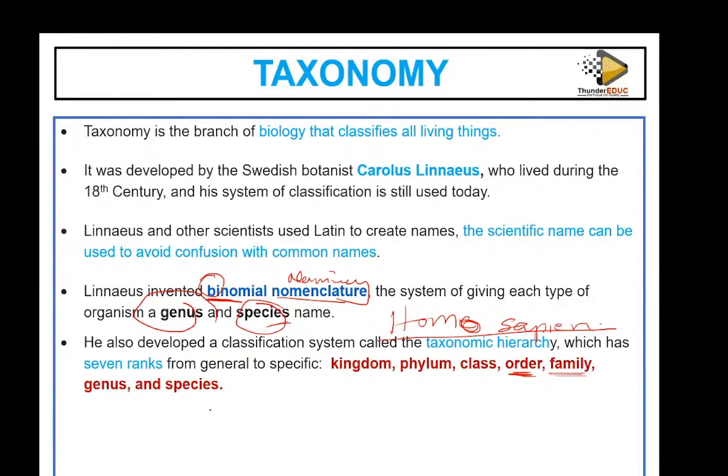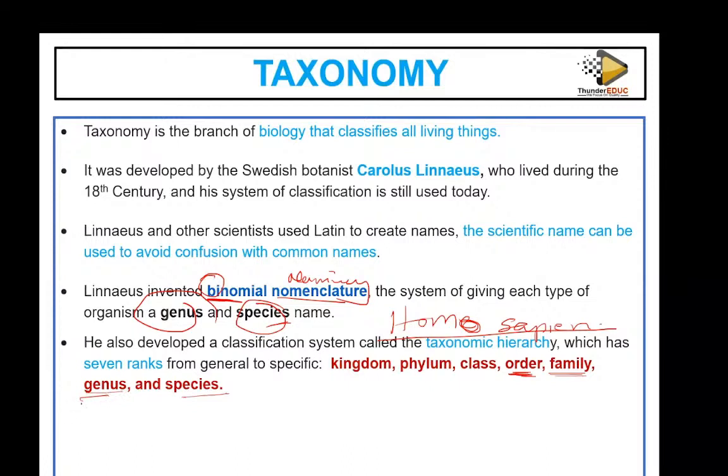Family. Which family do we belong to? We belong to family Hominidae. So we are under the family Hominidae. Yes. Now, we go to genus and the species.